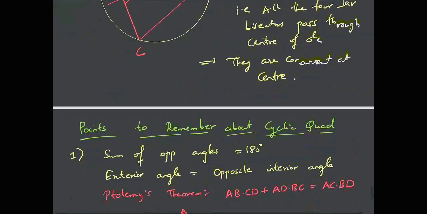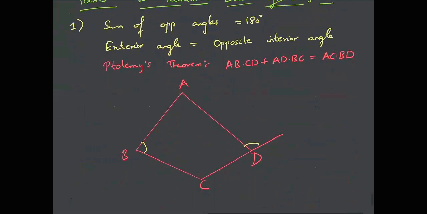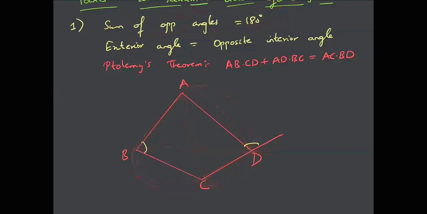Fine. So these are some of the points which you need to remember about cyclic quadrilaterals. Just a quick recap: the sum of opposite angles is 180, and the exterior angle is equal to the opposite interior angle in a cyclic quadrilateral. And the converse is also true, that if in any quadrilateral the sum of opposite angles is 180, then it is cyclic. And what's Ptolemy's theorem? The sum of products of opposite sides, AB times CD plus AD times BC, is the product of diagonals, that is, AC times BD.